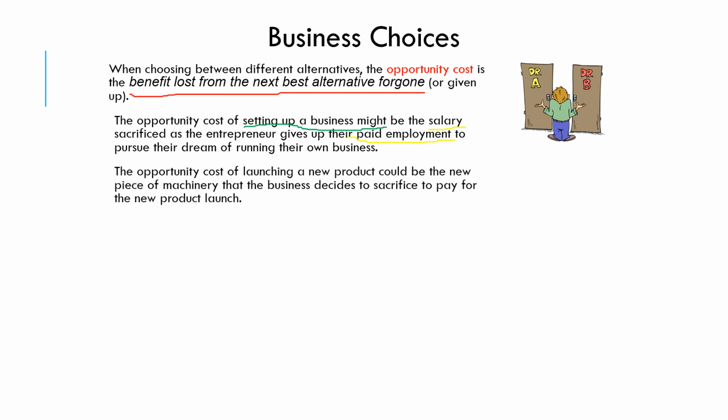Another example, the opportunity cost of launching a new product could be the new piece of machinery that the business decides to sacrifice to pay for the new product launch. So again, we can go through and say, what was the decision? The decision was to launch a new product. And what was the alternative that they could have had? The next best alternative was the new piece of machinery. And the value they would have got from the new piece of machinery is effectively the opportunity cost, what they've sacrificed by choosing to launch a new product.